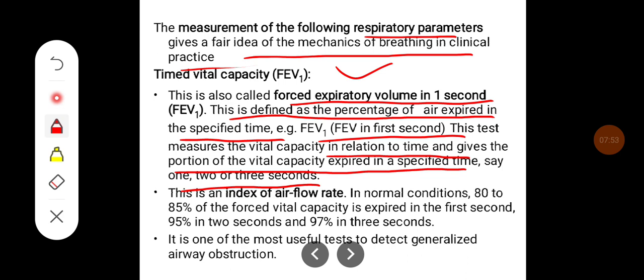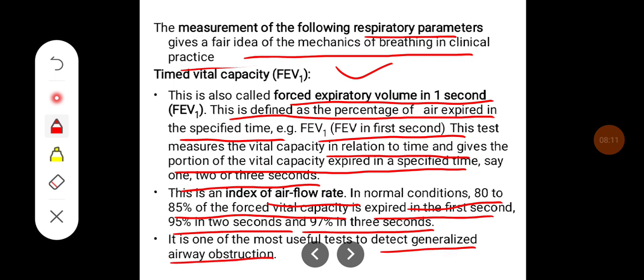This is an index of air flow rate. In the normal condition, 80 to 85% of the forced vital capacity is expired in the first second, 95% in 2 seconds and 97% in 3 seconds. It is one of the most useful tests to detect generalized airway obstruction.